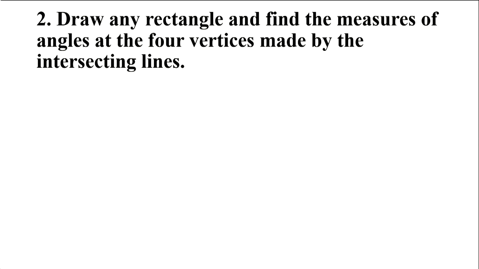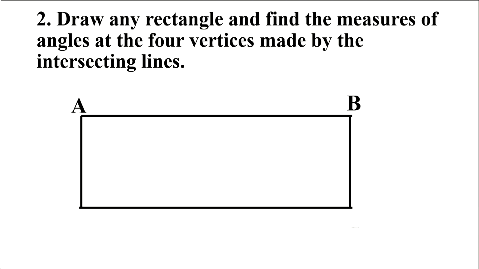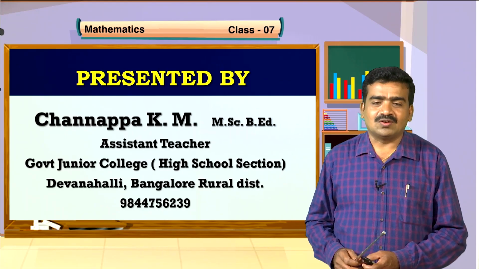And you have one more question. Draw any rectangle and find the measure of angle at four vertices made by the intersecting lines. You need to draw a rectangle like this, and you have to find the angles at A, B, C and D. So, these are the questions for the home assignment.